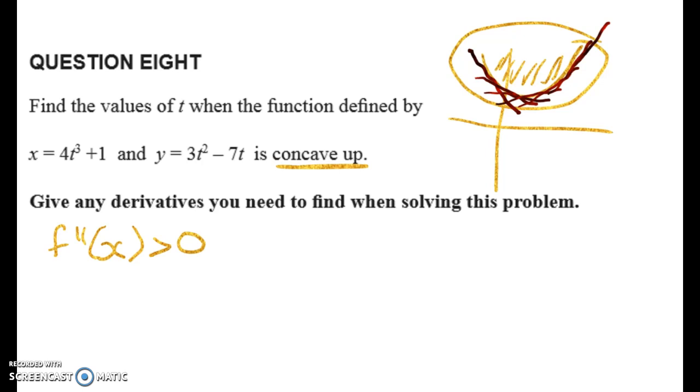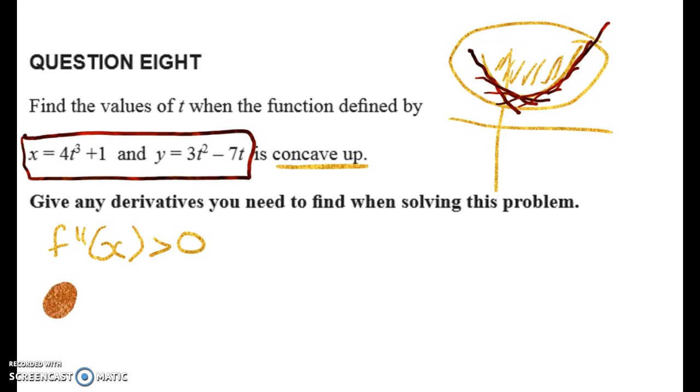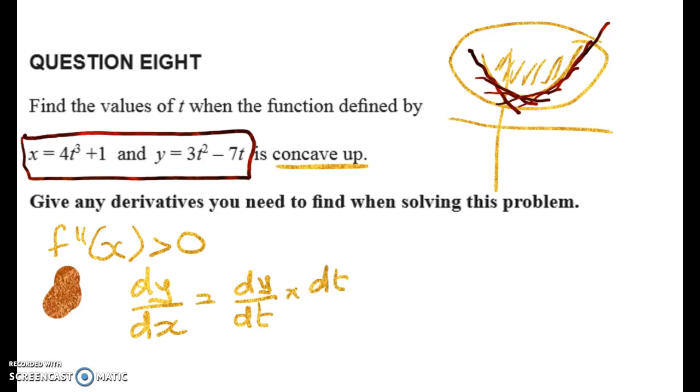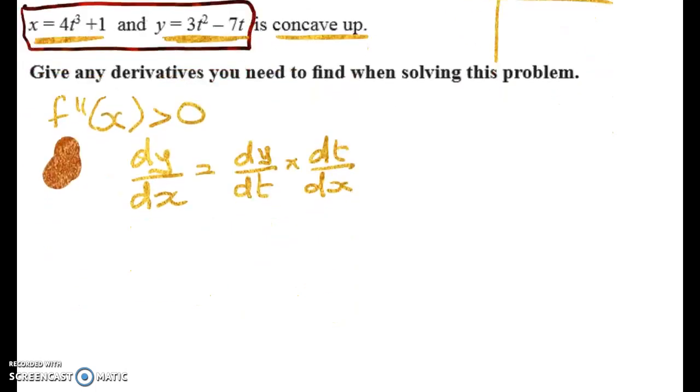Okay, so what we have to do is find the second derivative and figure out where it is positive. We're quite used to doing the first derivative with parametric, but we have to be a wee bit careful with the second derivative. The first derivative, when I've got an equation defined with a parameter t, comes from the chain rule. So what we have to do is differentiate this with respect to t and differentiate this with respect to t. That's step one of this question.